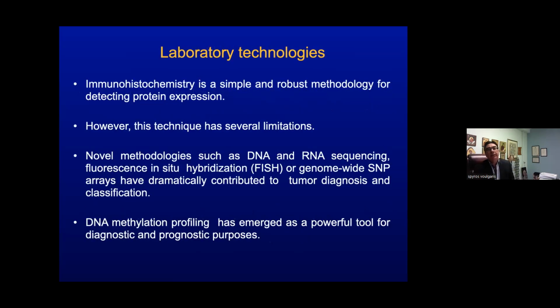There are some laboratory technologies. Immunohistochemistry is a simple and robust methodology for detecting protein expression. However, this technique has several limitations. Novel methodologies such as DNA and RNA sequencing, fluorescence in situ hybridization, FISH, and genome-wide SNP arrays have dramatically contributed to tumor diagnosis and classification. DNA methylation profiling has emerged as a powerful tool for diagnostic and prognostic purposes.